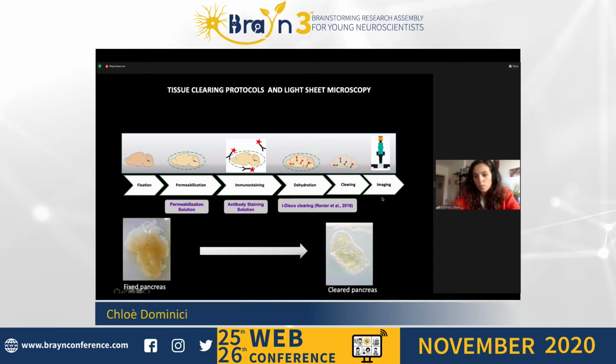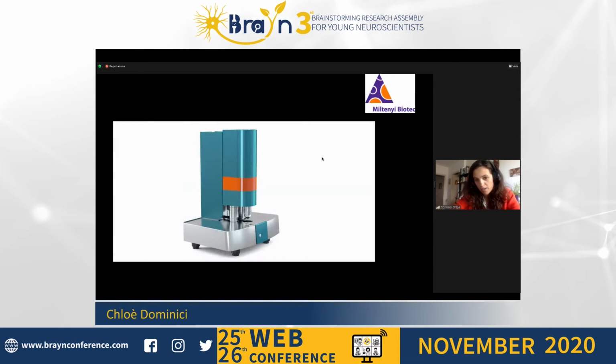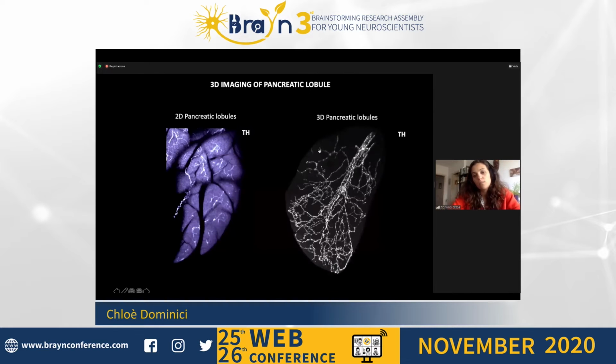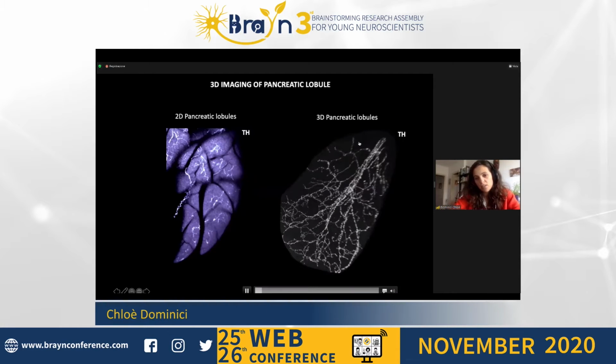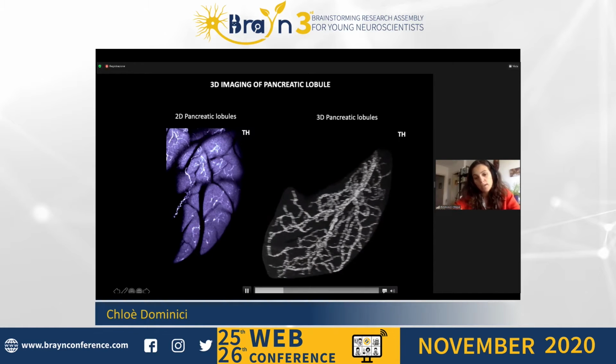For the imaging, we used the UltraMicroscope from Miltenyi Biotec. In this microscope, you have the objective lens and the chamber where you put your sample. The sample is illuminated from both sides with a very thin light sheet, which takes optical sections, step by step, of 2D images. Afterwards, we reconstruct all the optical sections to have the 3D reconstruction of our tissue. You can see here the 3D reconstruction of the sympathetic innervation in the 3D pancreatic lobule, where it is much easier to look at the whole neuronal network to see differences of plasticity.